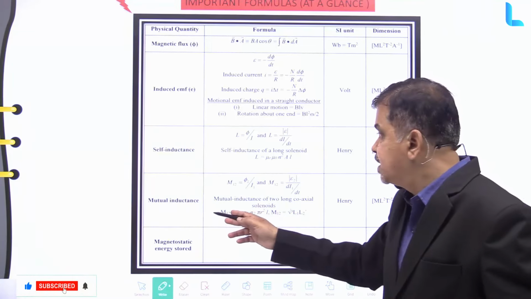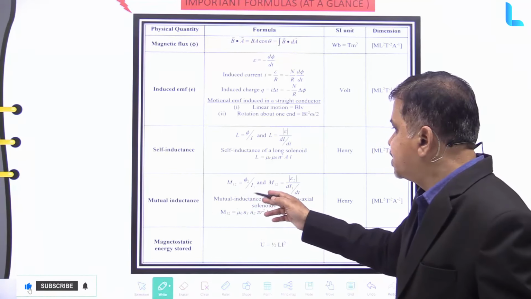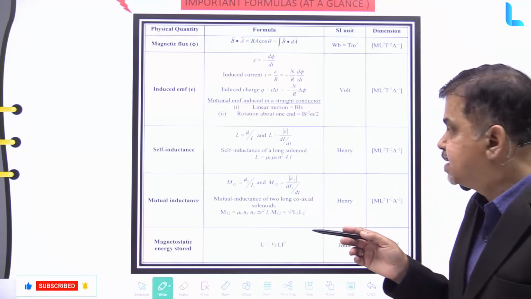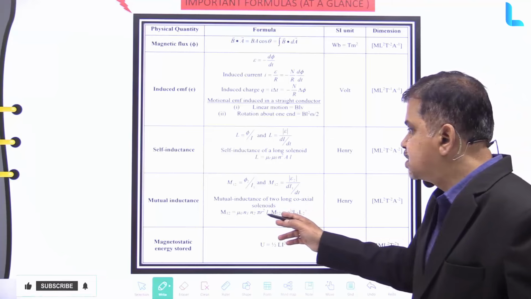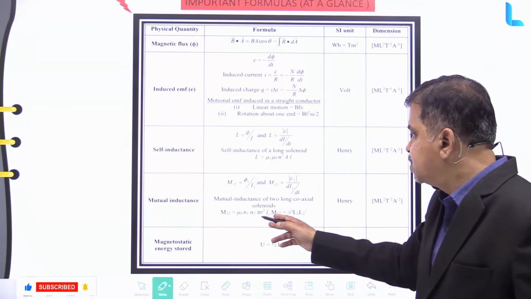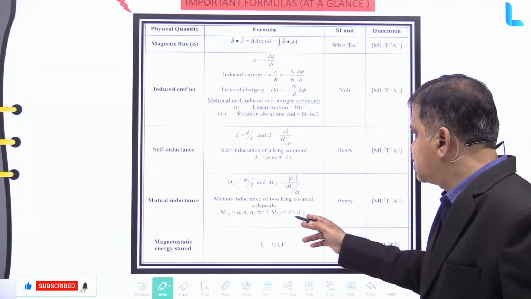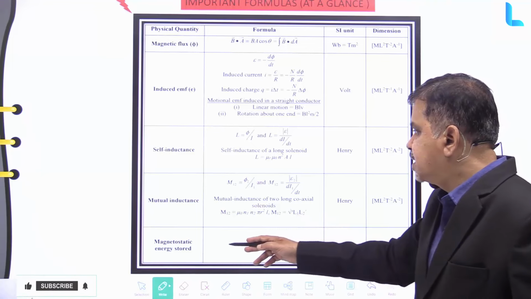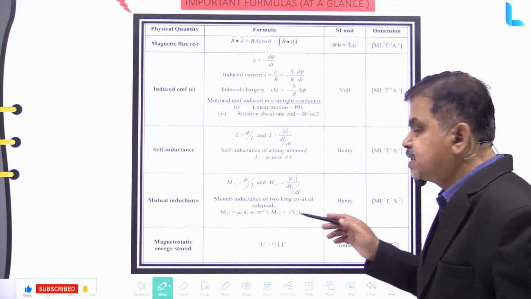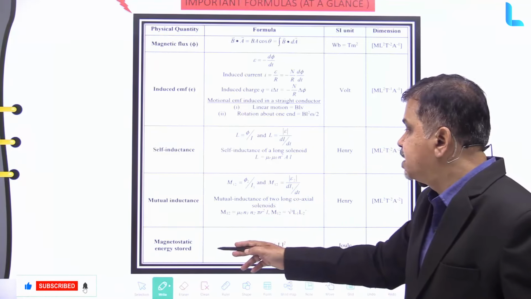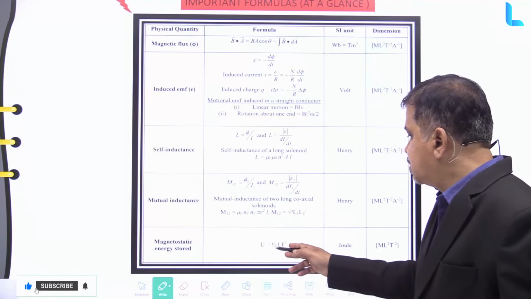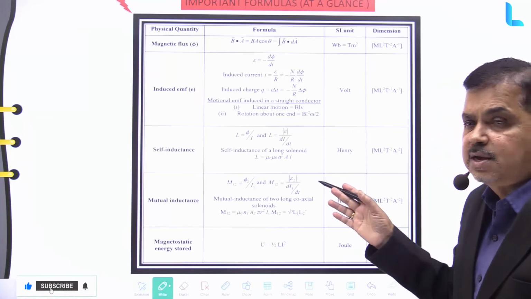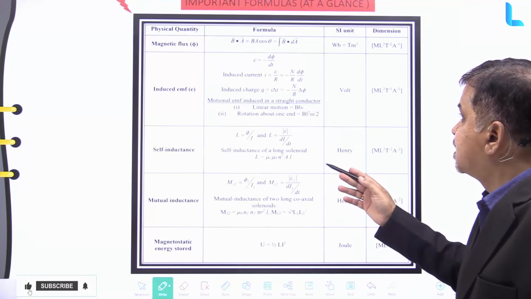For the mutual inductance, M equal to phi 2 divided by I 1, and M 12 equal to mod of epsilon 2 divided by di 1 by dt. The mutual inductance of two long coaxial solenoids is given by mu naught N 1 N 2 pi r square L, where M is also equal to L 1 into L 2 under the cube root. The SI unit of mutual inductance is Henry. The magnetostatic energy stored is given by U equal to half into L i square, and its unit is joule.